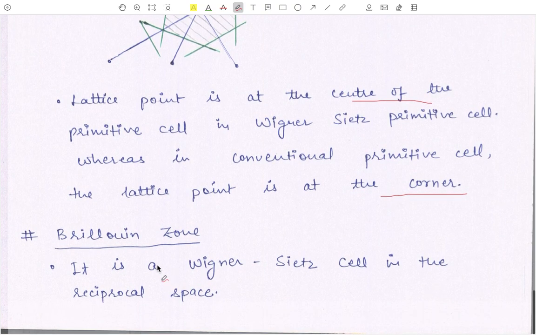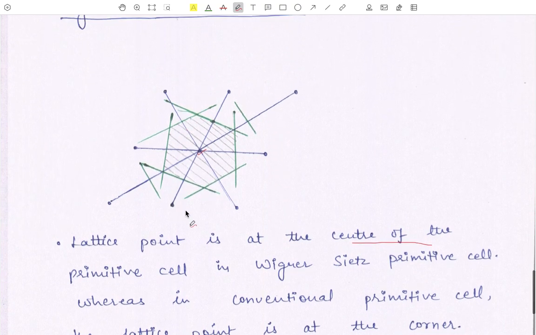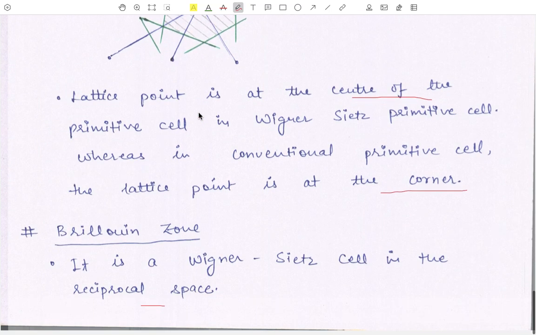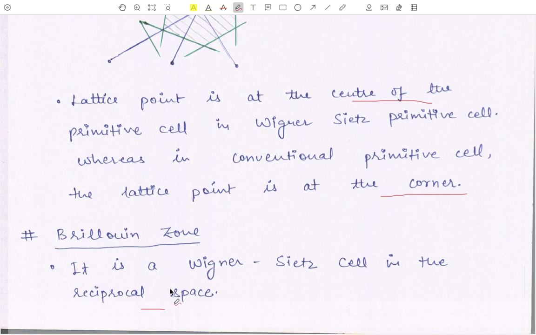The next thing is the Brillouin zone. What is the Brillouin zone? The Brillouin zone is a Wigner-Seitz cell, that is this cell, but in reciprocal space. Here we have this Wigner-Seitz cell in direct space, but when we go to the reciprocal space, then the same Wigner-Seitz cell is called the Brillouin zone. So this is the Brillouin zone.